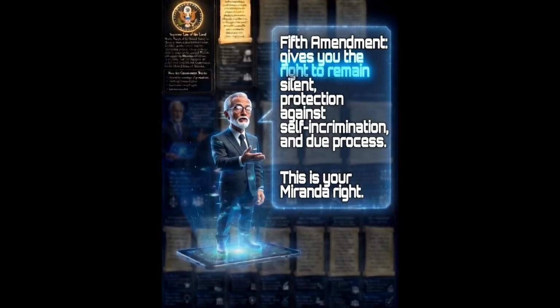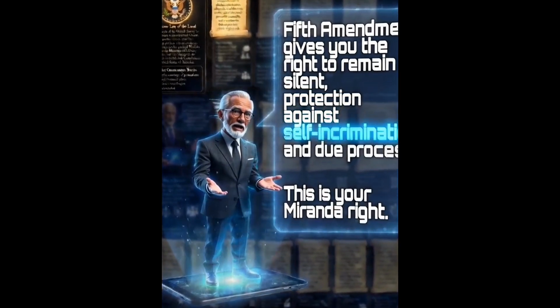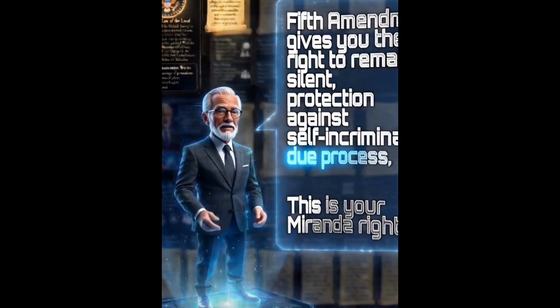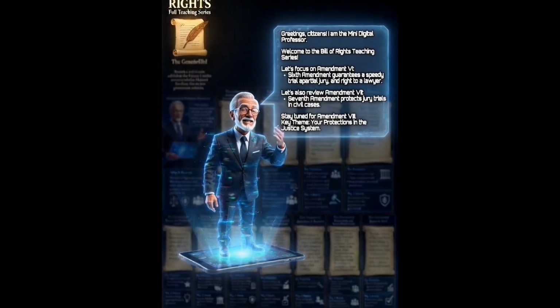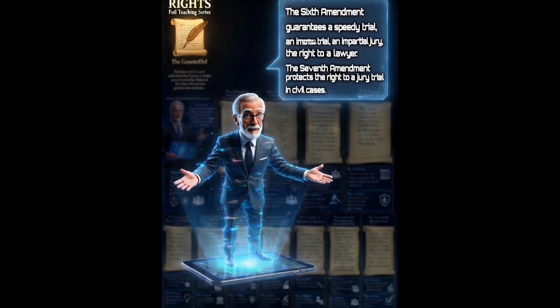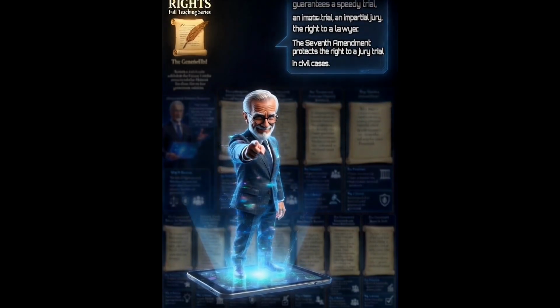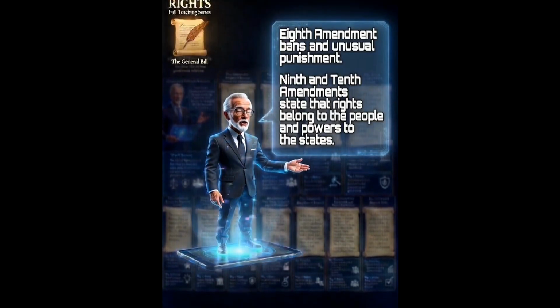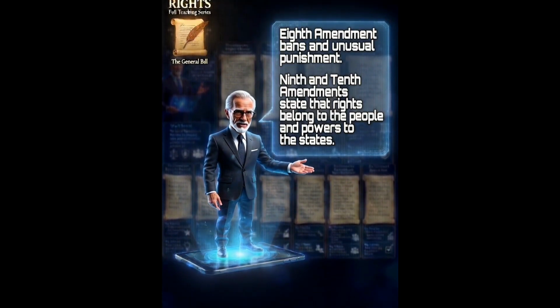The Fifth Amendment gives you the right to remain silent. It protects against self-incrimination and ensures due process. This is your Miranda right. The Sixth Amendment guarantees a speedy trial, an impartial jury, and the right to a lawyer. The Seventh Amendment protects the right to a jury trial in civil cases. The Eighth Amendment bans cruel and unusual punishment. The Ninth and Tenth Amendments reserve rights to the people and powers to the states.